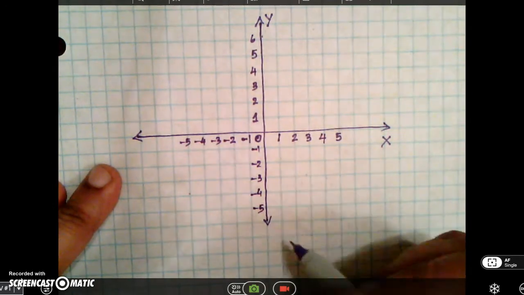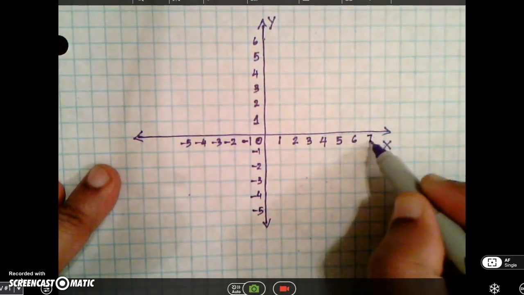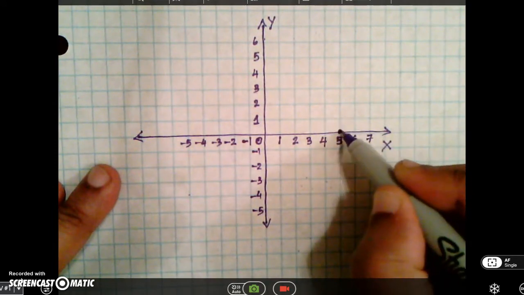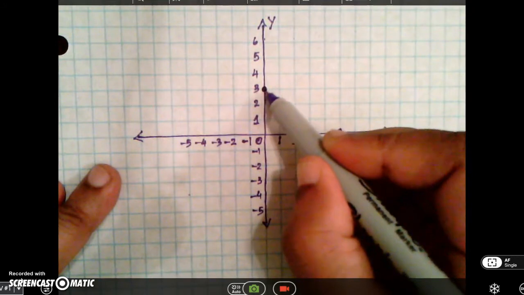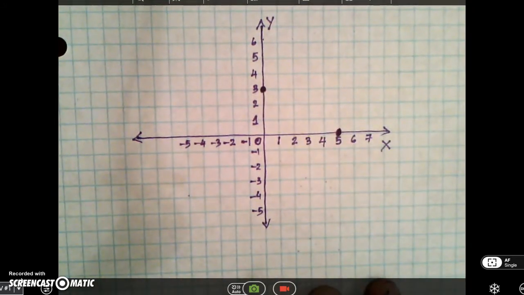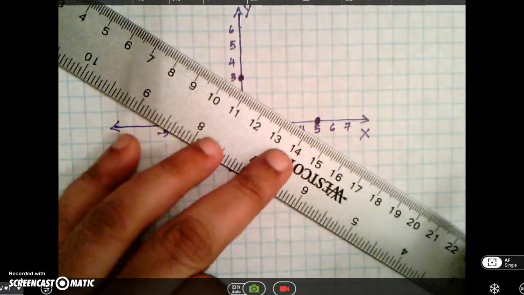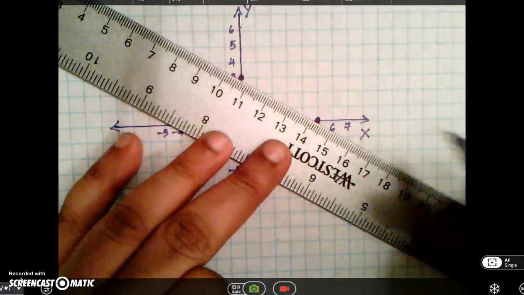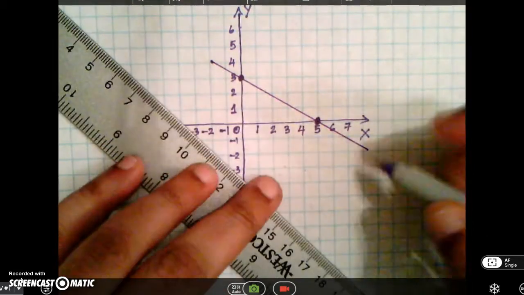So I have my axis all set up. Now I want to put my x and y intercept. My x-intercept was 5, 0. My y-intercept was 0, 3. I got my 2 points. I'm going to draw my graph. Use a ruler or any straight edge to draw your line.